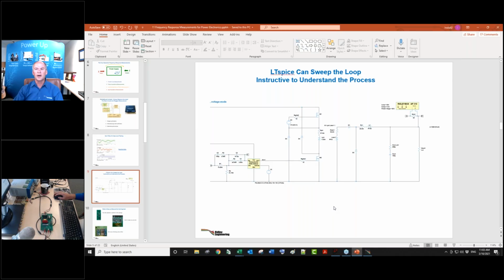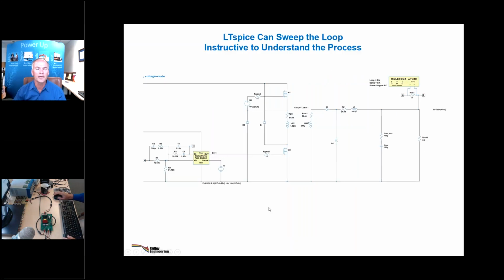All right, hope that taught you something there. Can you get that LTspice file? Sure, we'll send you that LTspice file. Maybe we'll make it available, I don't know how we're going to do that, but we'll let you know. We'll send you an email if we get that going.